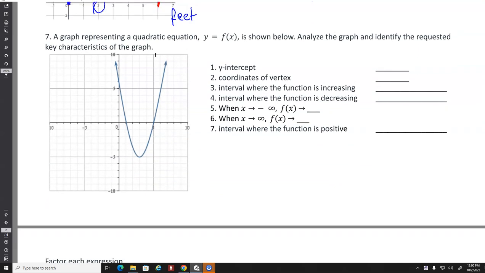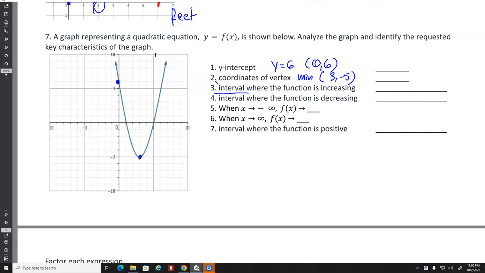Moving up. A graph represents a quadratic equation. Analyze the graph and identify the requested key characteristics. So the y-intercept is at 6, so you can say y equals 6, or the point (0, 6). The vertex will be your minimum, okay? So that's at (3, -5).